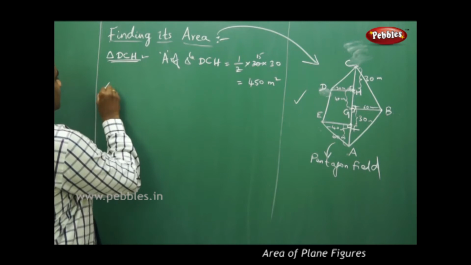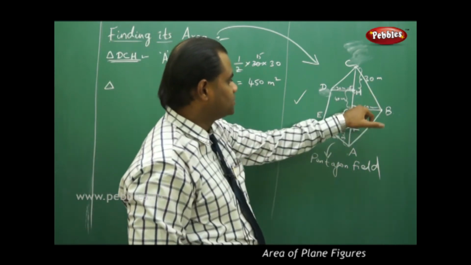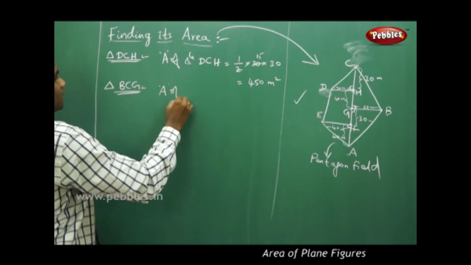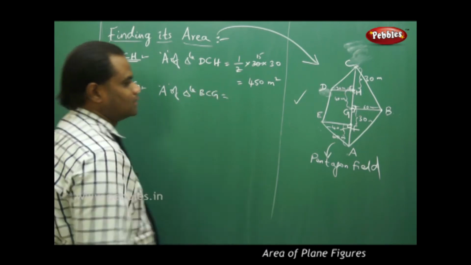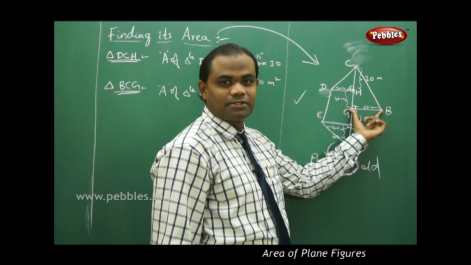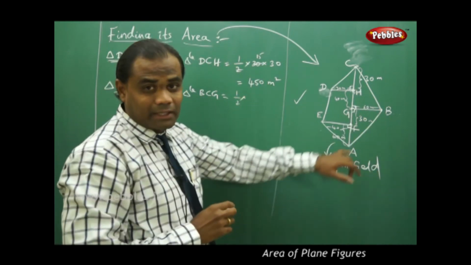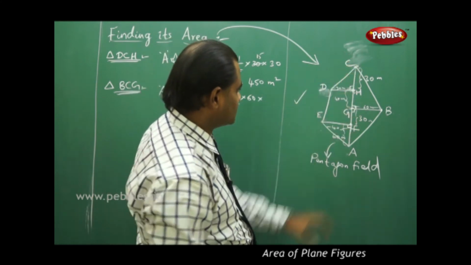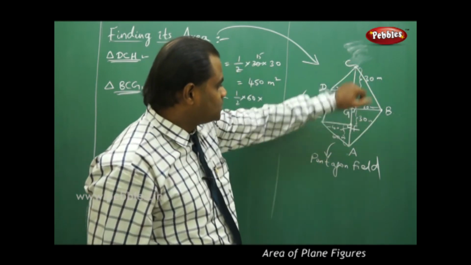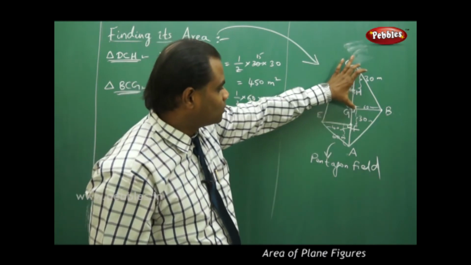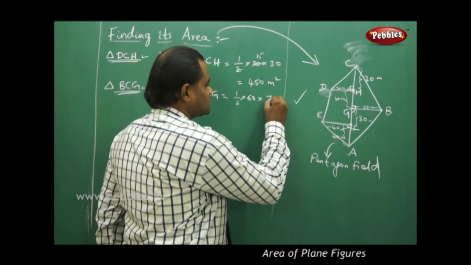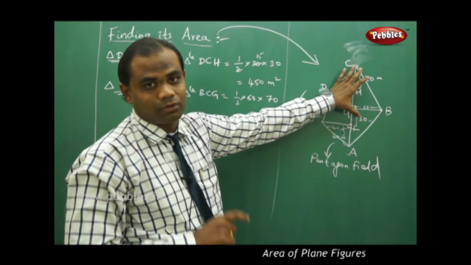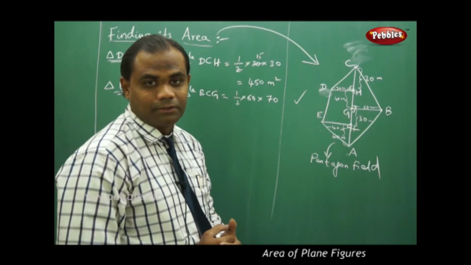So let's also find next with the triangle BCG. So triangle BCG is also a right angle triangle. Therefore, area of triangle BCG is half times base times height. Now base is 60, as can be clearly seen in the diagram, with the formula half into base into height. Now the height is 40 plus 30, because CG is CF plus FG. Therefore, the whole height is 30 plus 40, which is 70 meters, as can be obtained by adding each of the individual dimensions to obtain the whole height of the triangle BCG.